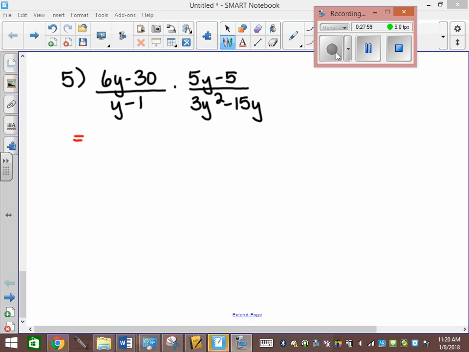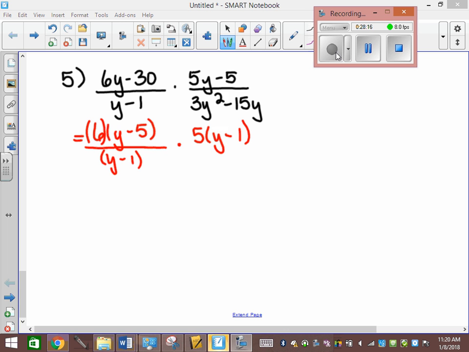So on the top, you can take out a 6, and you're left with y minus 5. 6 in its own brackets. On the bottom, you have y minus 1 in its own brackets. Nothing you can do to it. In the top, you can take out a 5 in the numerator on the right. And you're left with y minus 1.